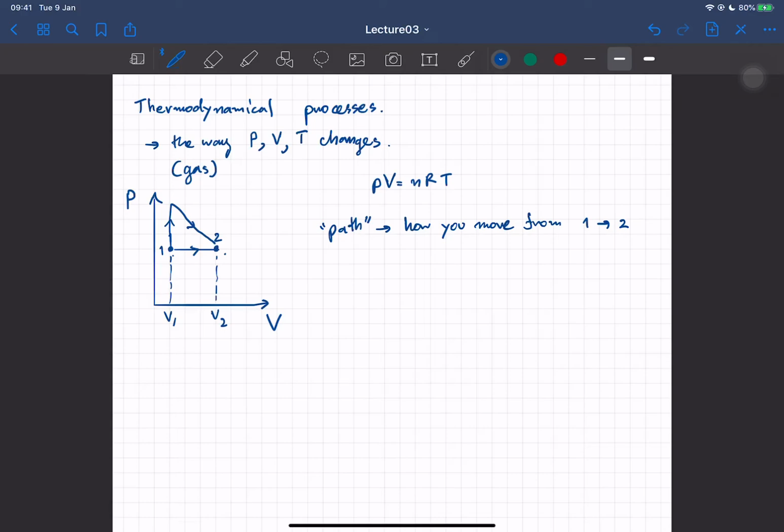Okay, so you're gonna have path 1 down here, you can have path 2, you can have path number 3, which is a little bit crazier like this. It's also possible, path 3. You can see that you can have infinitely many paths you can choose to go from point 1 to point 2. Okay, and different paths will have different properties, so we're going to be exploring a few different ways of moving along this PV diagram.